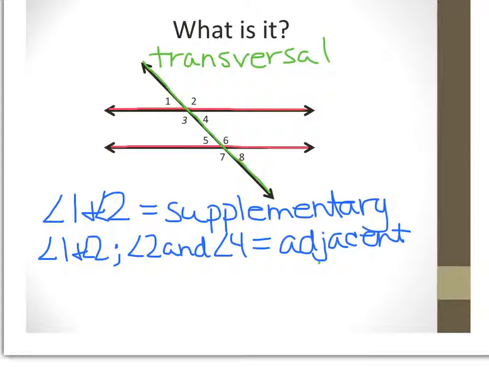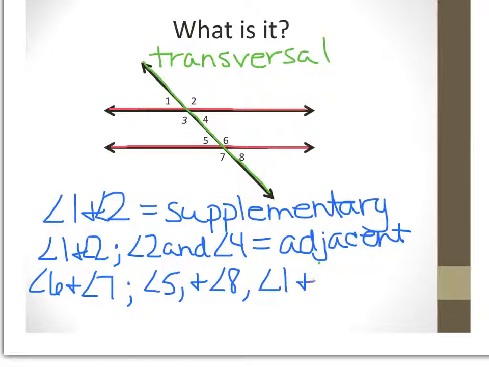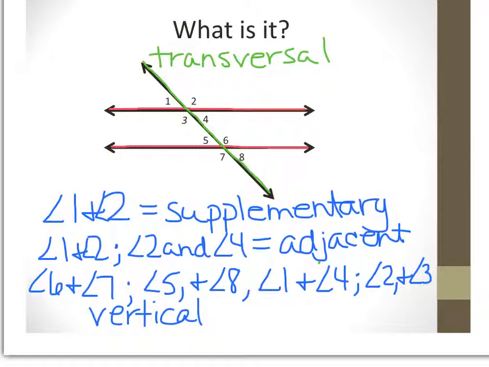Then let's review the last type of angle that we talked about last week, and that is vertical angles. Angle 6 and angle 7. Then we have angle 5 and angle 8. We have angle 1 and angle 4. And then we have angle 2 and angle 3 are all what are called vertical angles.